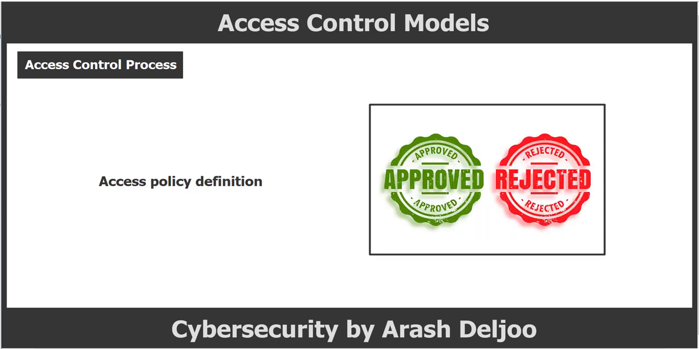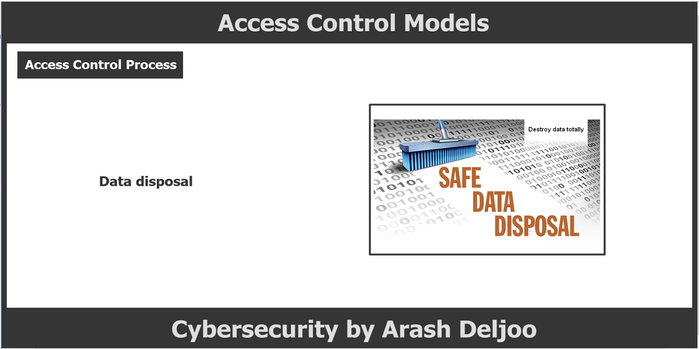The next key terminology is the access policy definition. Actually, it is the process of defining policies and rules to govern access to an asset. And finally, the data disposal. This is the process of disposing or eliminating an asset or data. Actually, we can say the key terminology related to the access control process are: first, asset or data classification; second, asset marking; third, access policy definition; and finally, data disposal.